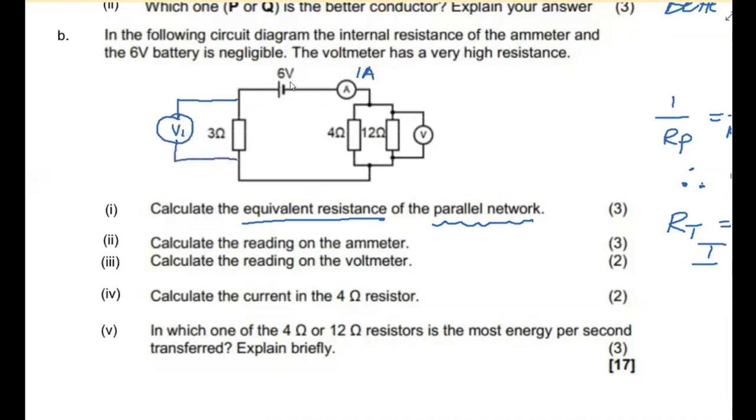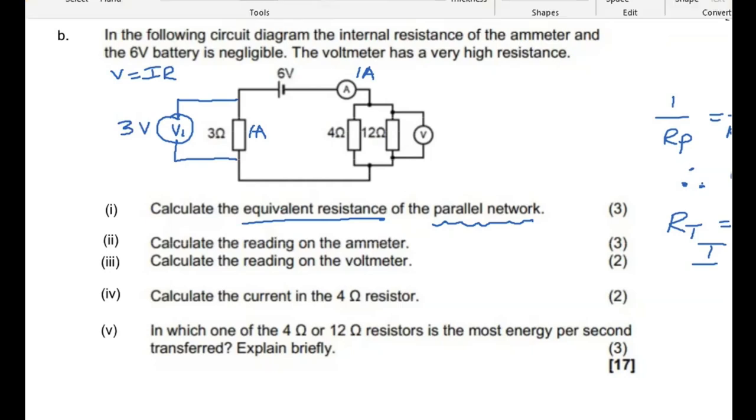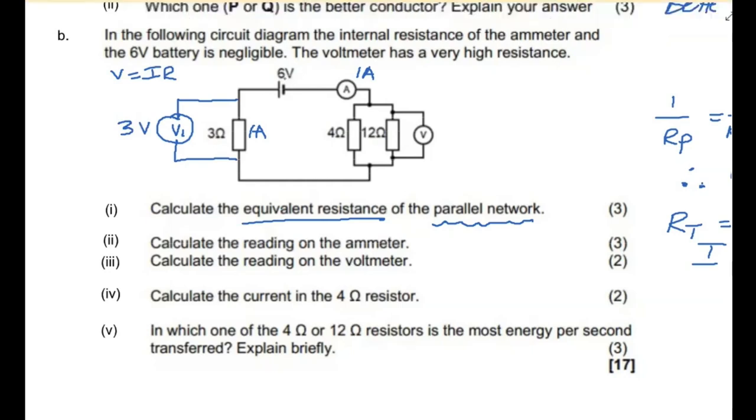Remember that that 1 amp is in the series part of the circuit. It means that that 1 amp is also flowing through my 3 ohm resistor. So that voltmeter there would read I times R. Remember, V is I times R, would be 1 times 3, which is 3 volts. And then I can say, okay, I know that there's 6 volts in total in my circuit. So that means if this has got 3 volts, I'm going to know that that has got to be 3 volts.